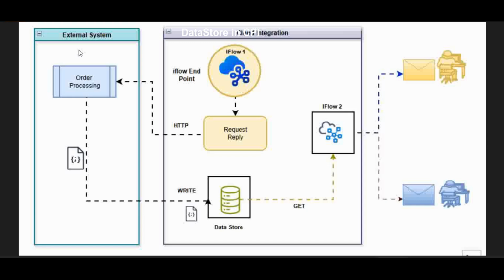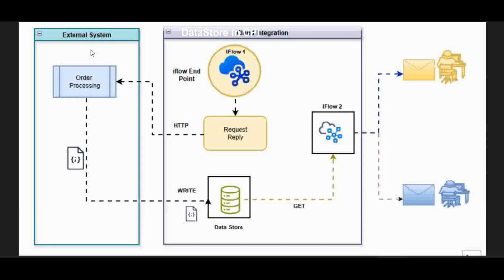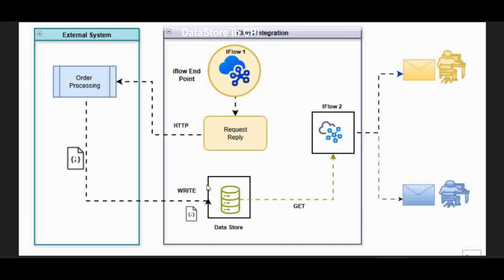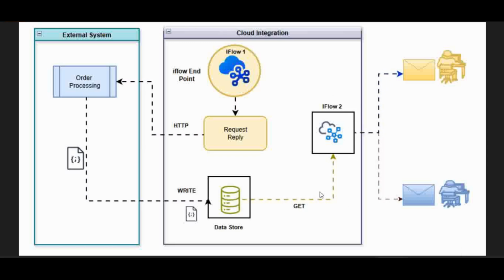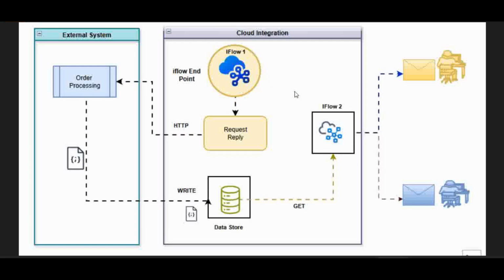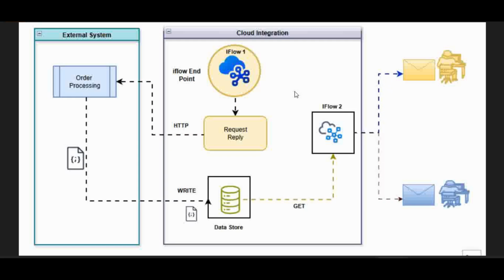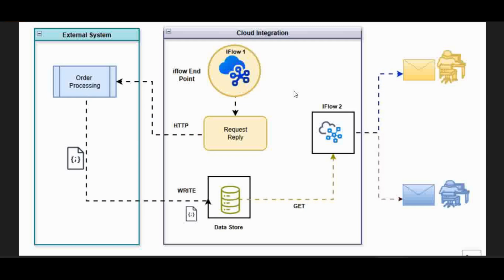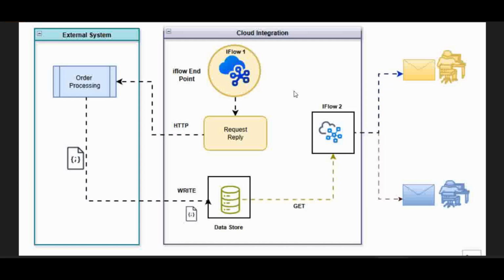The sender system will send you the messages in a form of payload. In the iFlow we will store it in a data store, and further the iFlows can read it later and process it. Okay, this is how that data store will be used inside the iFlow. Now we will see how we are going to use it in an iFlow. Before that, let me give you a brief introduction of data store in a PowerPoint. Then I will go into my iFlow to show you the demonstration.